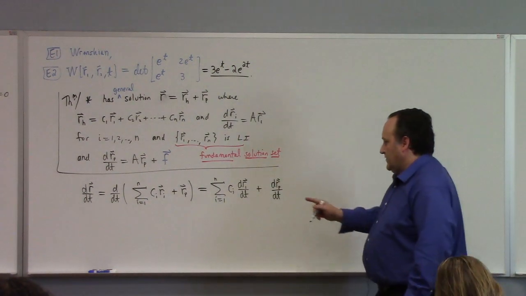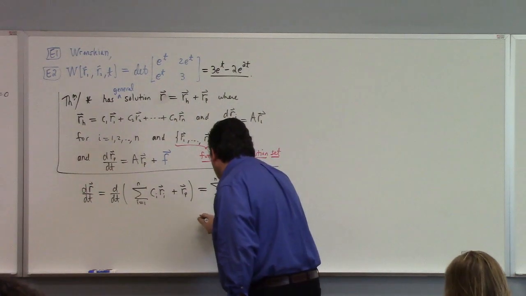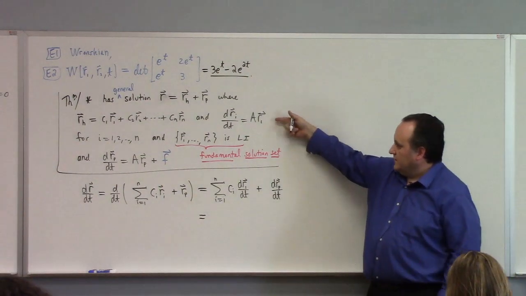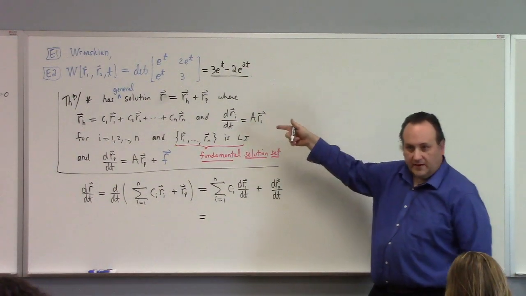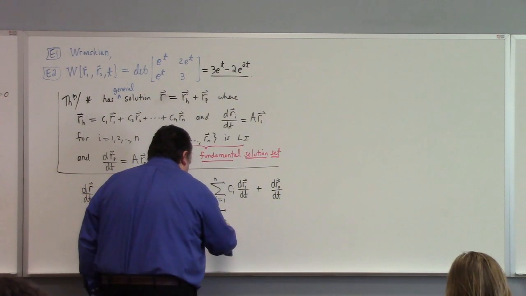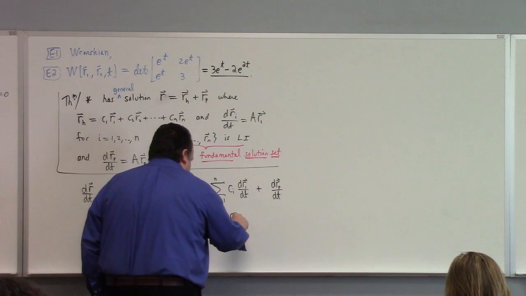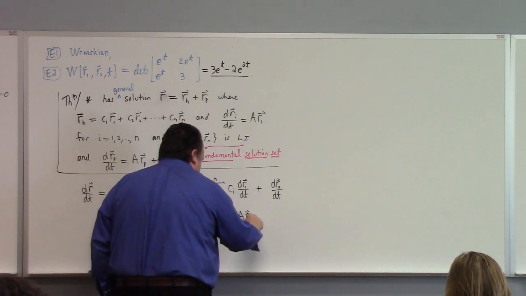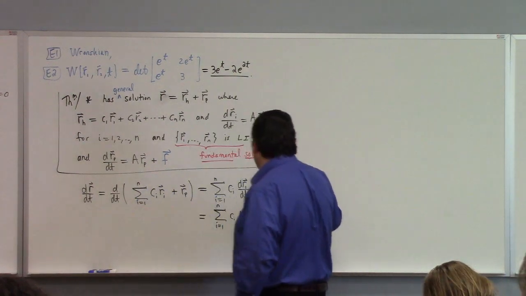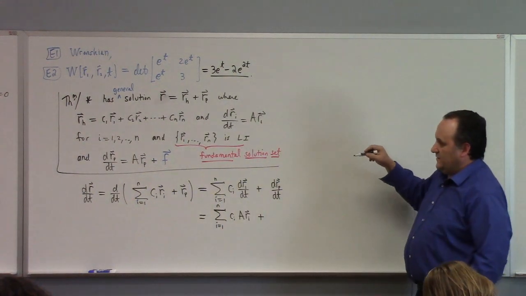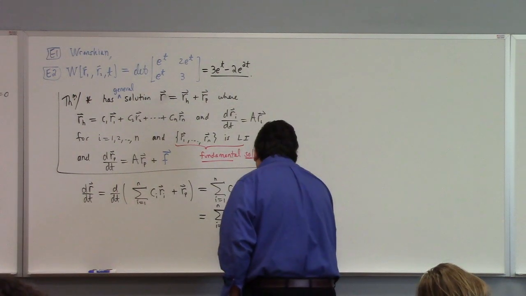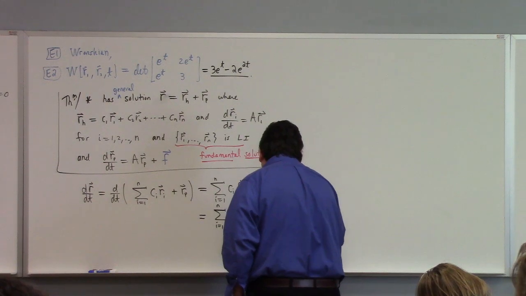So what does this give us? Remember, they're the homogeneous solutions. So each one of those gives us A times R_i, right? So we have the sum, i equals 1 to n of c_i A times R_i. And then plus what? Well, what's dR_P/dt equal to? By assumption, dR_P/dt is equal to A R_P plus F. So I have A times the particular solution plus F.